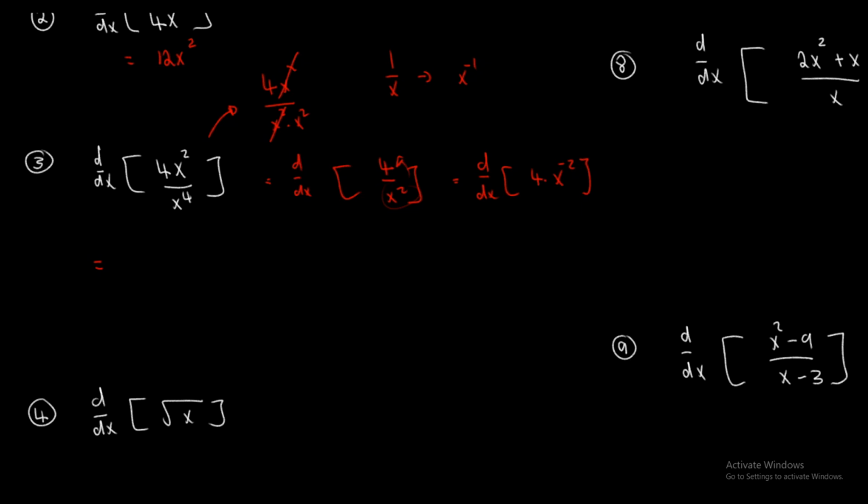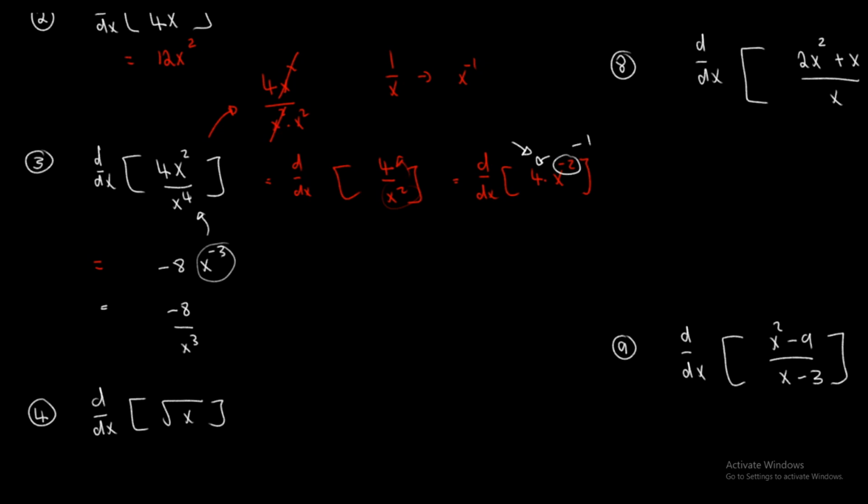Now, we can derive this function. We take our negative 2, we multiply it forward. That gives me negative 8. And negative 2 minus 1 gives me x to the power of negative 3. Now I can rewrite this. I want to now put it in my original form, or the given form. Okay, this is the given form, which then means I'm going to say negative 8 over x to the 3.